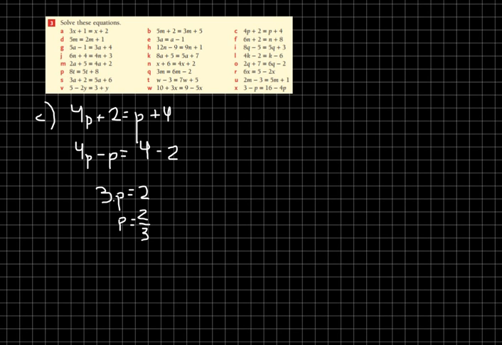Let's continue with another exercise, shall we? In this case, I'm going to solve exercise L. In L, we have 4k minus 2 equals k minus 6. Once again, what do we have to do?